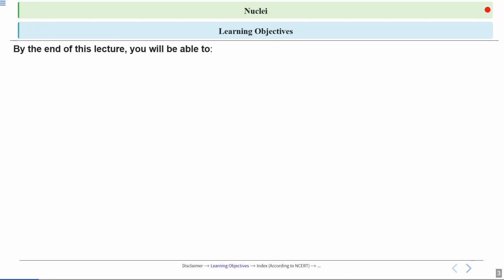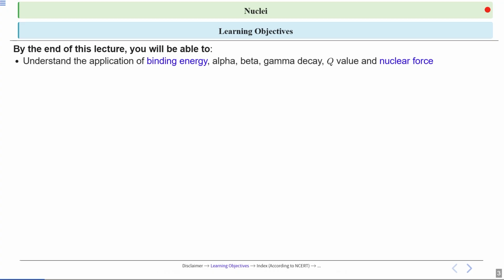Let's start by looking at what you will be able to do by the end of this lecture. By the end of this lecture, you will understand how binding energy, decays, types, Q value and nuclear force apply in nuclear reactions, helping you grasp key concepts in atomic structure and energy release. Next, we will be continuing to discuss the application of radioactivity.